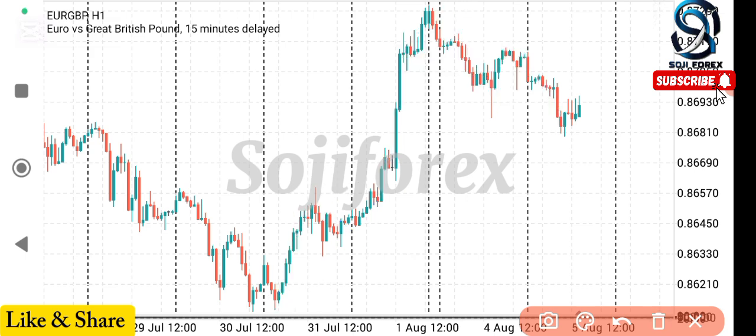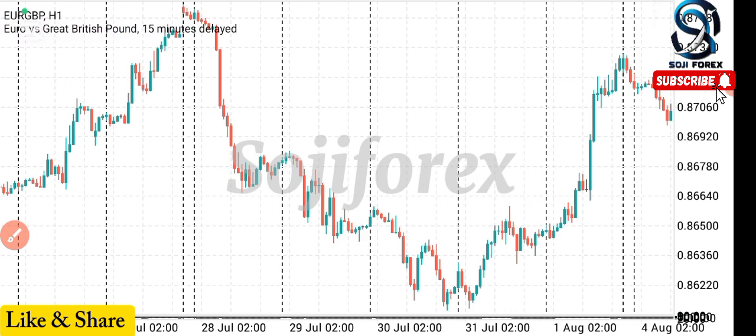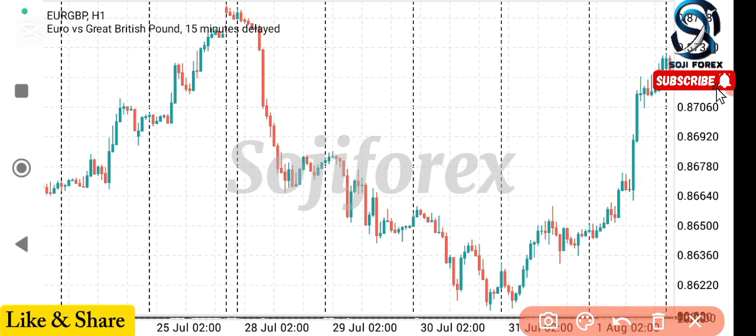Now this is a perfect price scenario. And look at in this case, what happened? Price was on a downtrend.